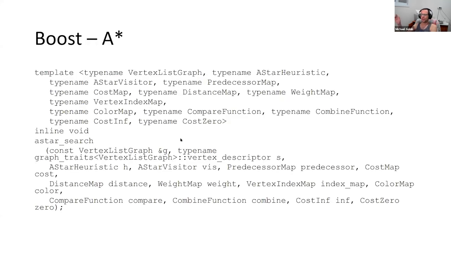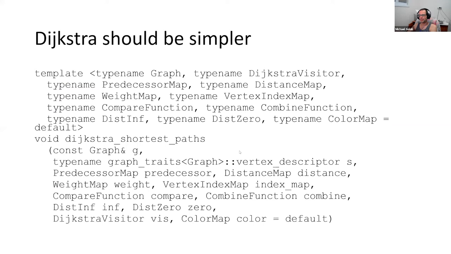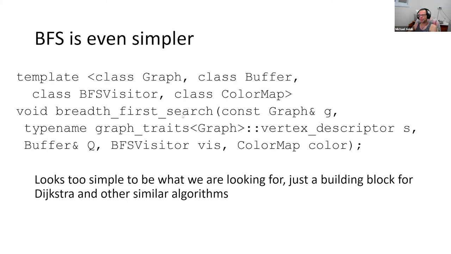Okay, let's look at the header, at the code. This is the definition of A star search in Boost. Do you like the number of parameters here? Right, it's short. The list is short, relatively. So I thought, hey, it's A star. It's an extension of Dijkstra, so Dijkstra should be simpler, right? Well, here is Dijkstra. I would use a bigger font, but it wouldn't fit on the screen. Okay. BFS is super simple, but you don't see anything that looks like input or output. It is a building block for more complex algorithms. Unfortunately, I hope in std graph we will have a different BFS, but it will be hard.